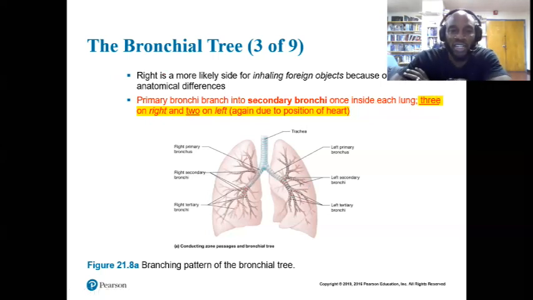The right side is more likely to be the side of inhaling foreign objects because of these anatomical differences, because the right is a little bit bigger. If you do inhale something that is not good for your body and it gets past your carina, it's more likely to go into the right lung than the left lung, just because that passageway to the right lung is a little bit bigger.